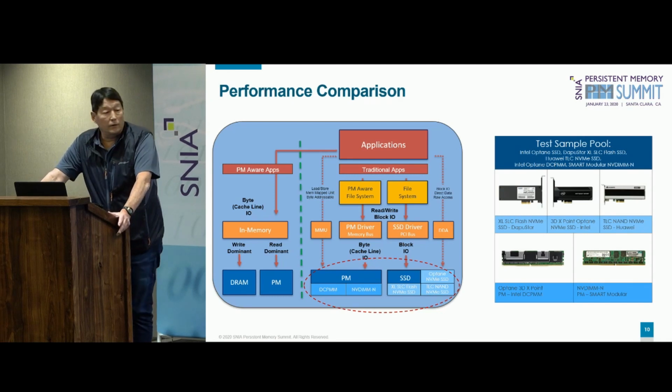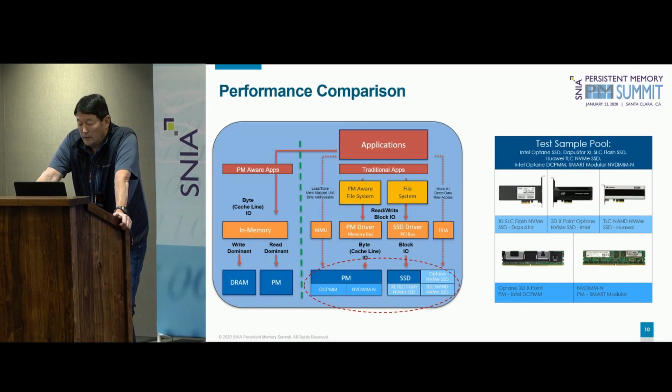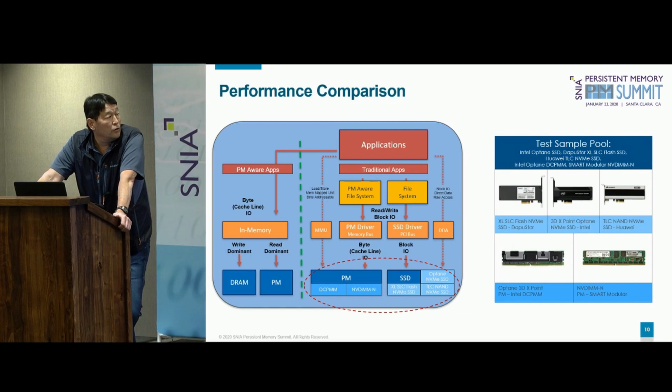So, getting to the test sample pool, we're going to look at Intel DCPMM, the persistent memory. We're going to look at an NVDIMM-N. And then we're also going to look at a SLC flash drive. We're going to look at a 3D XPoint SSD. And we're going to look at a TLC NVMe SSD. So the 3 SSDs are all NVMe SSDs. And the 2 DIMMs at the bottom are Optane DCPMM and NVDIMM-N.